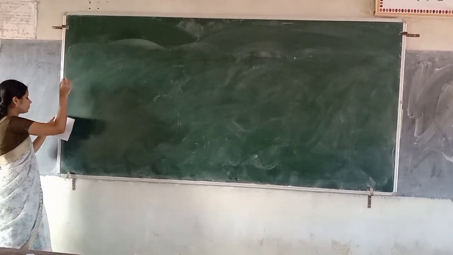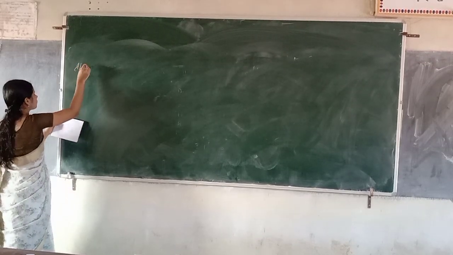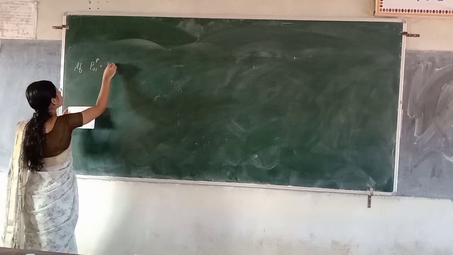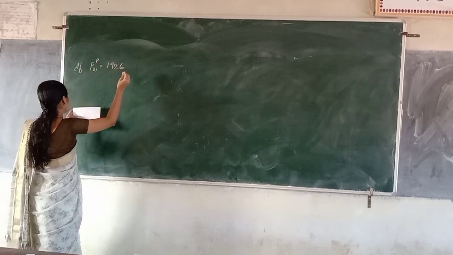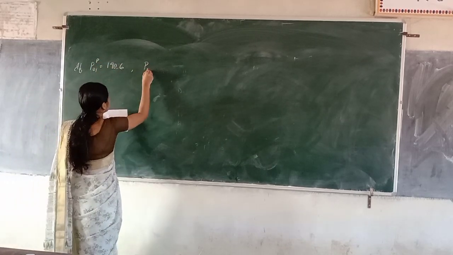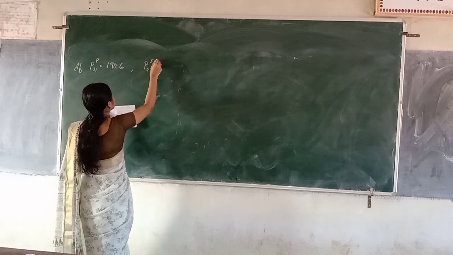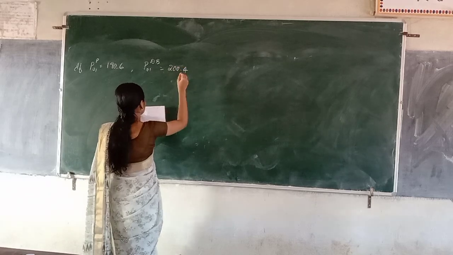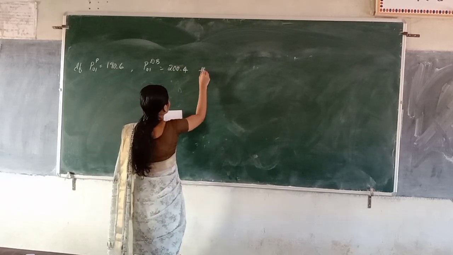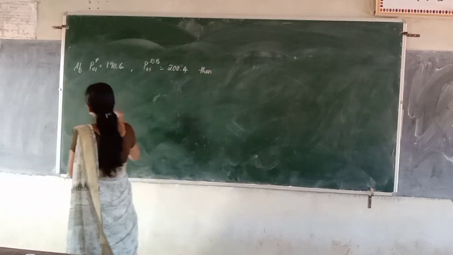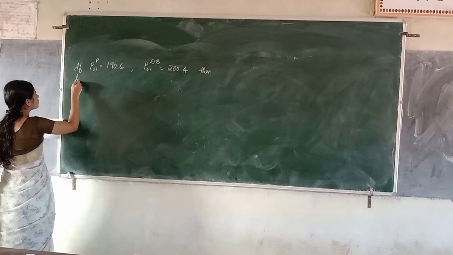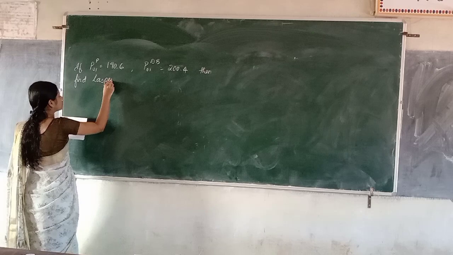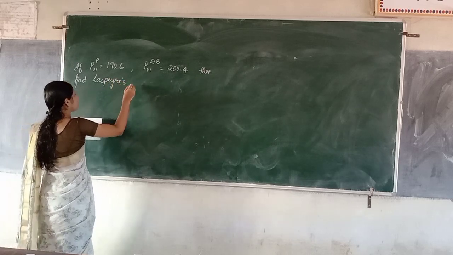Now the next problem is, if past year's price index number is equal to 190.6, Darvish-Wallace price index number is 200.4, then find last year's price index number.